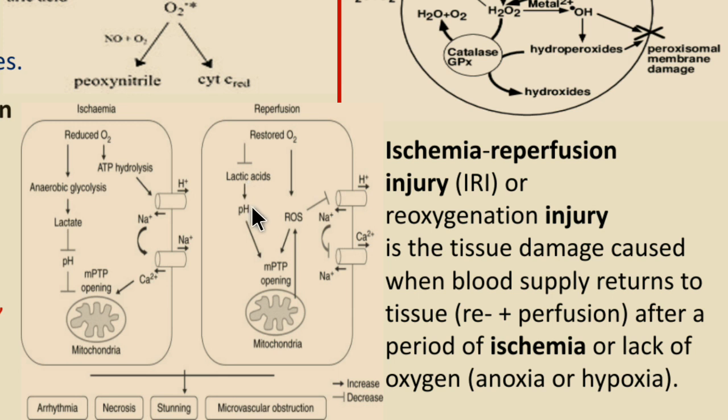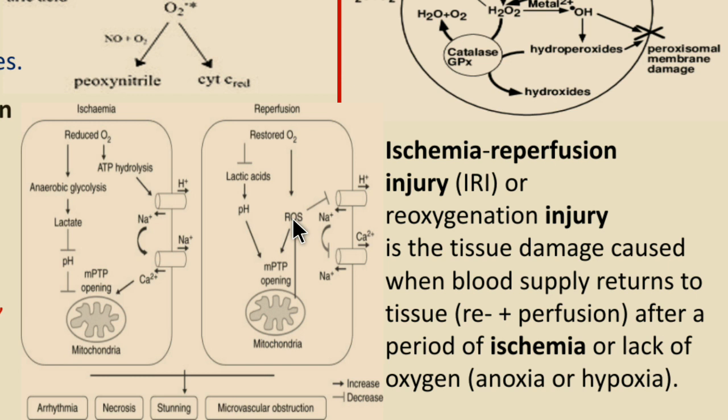This increases the pH. The pH is going to induce the MPTP opening, where it is going to give the catabolic process in the mitochondria, where the mitochondria releases the reactive oxygen species. Now here, the restored oxygen again is going to combine to form the reactive oxygen species. The same reactive oxygen species again is going to induce the signal to MPTP opening at the mitochondria.